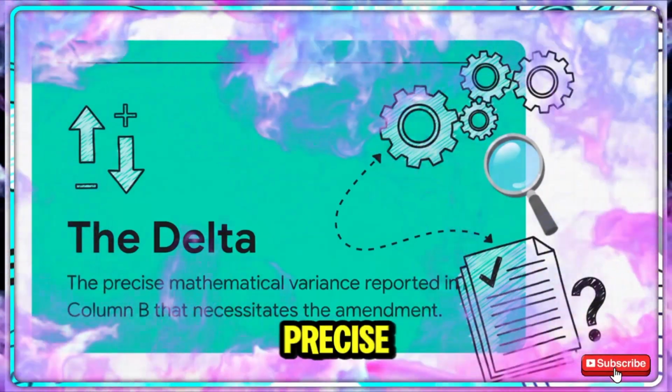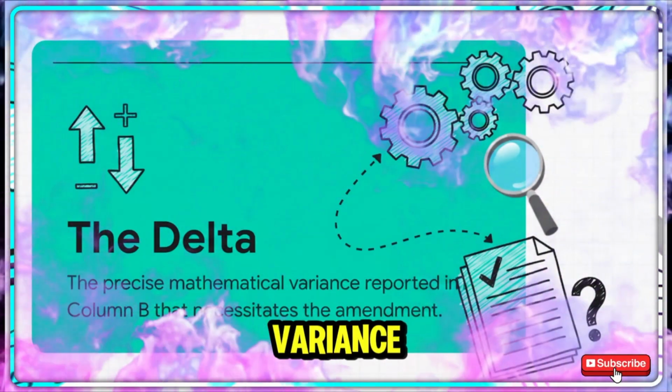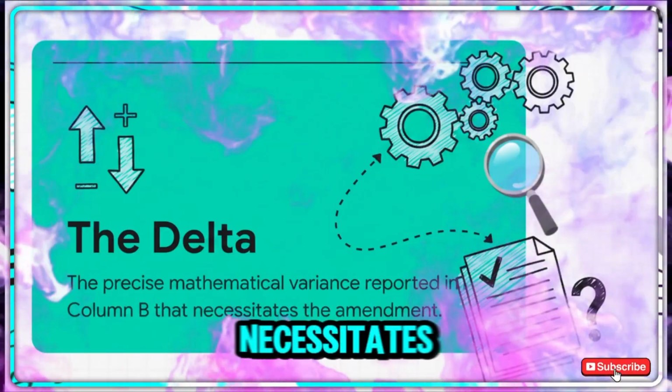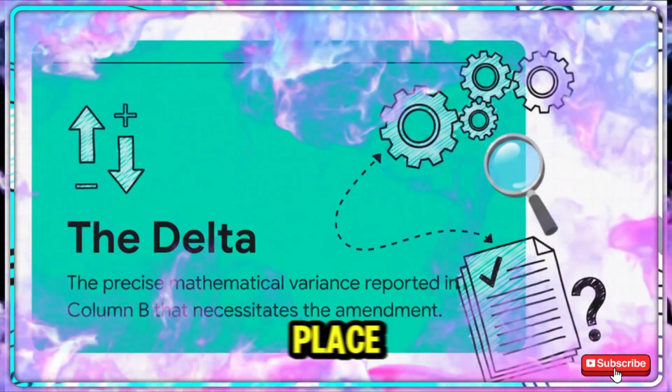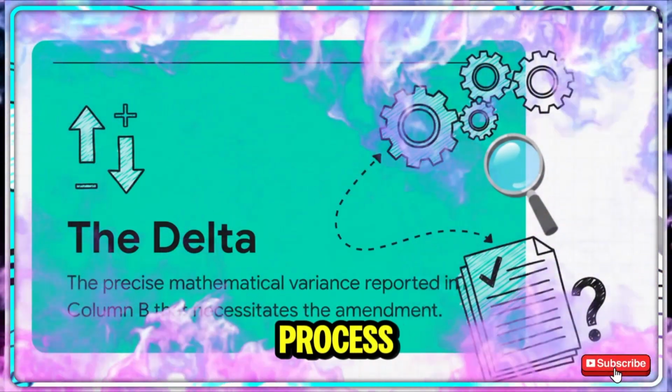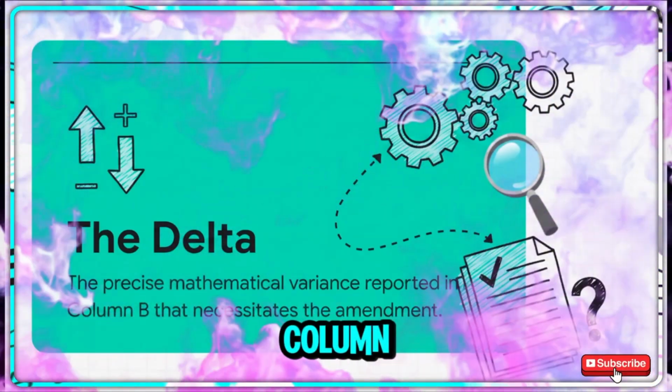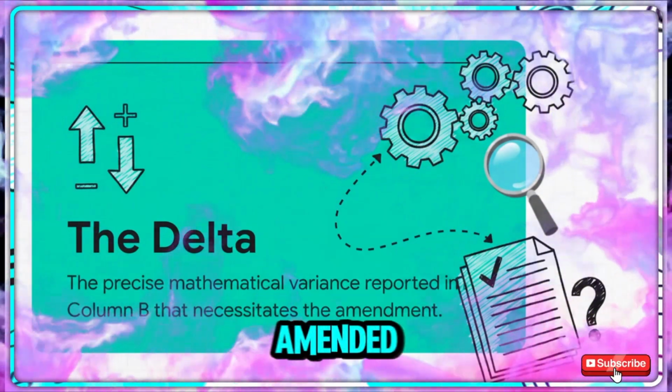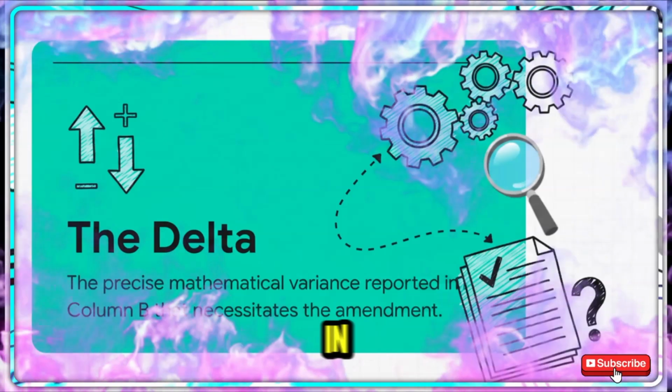Let's zoom in on column B for a second, the delta. This is the precise mathematical variance, positive or negative, that actually necessitates the amendment in the first place. The entire corrective process is driven by this single column. When revenue authorities review an amended filing, their scrutiny zeroes in right here.